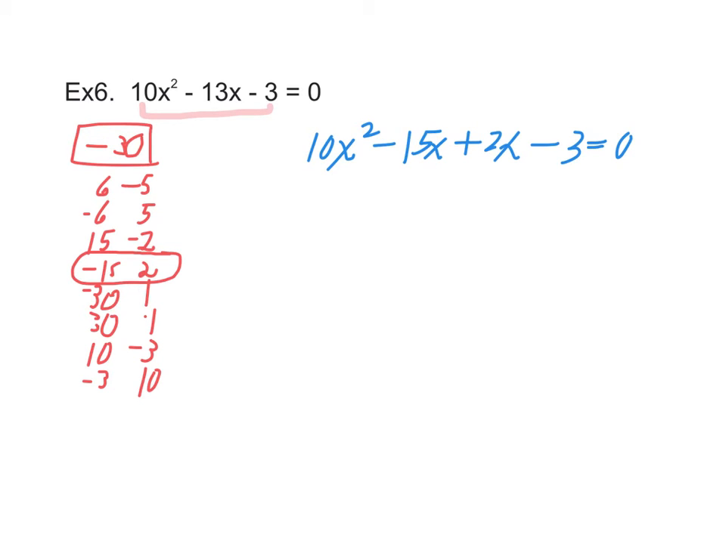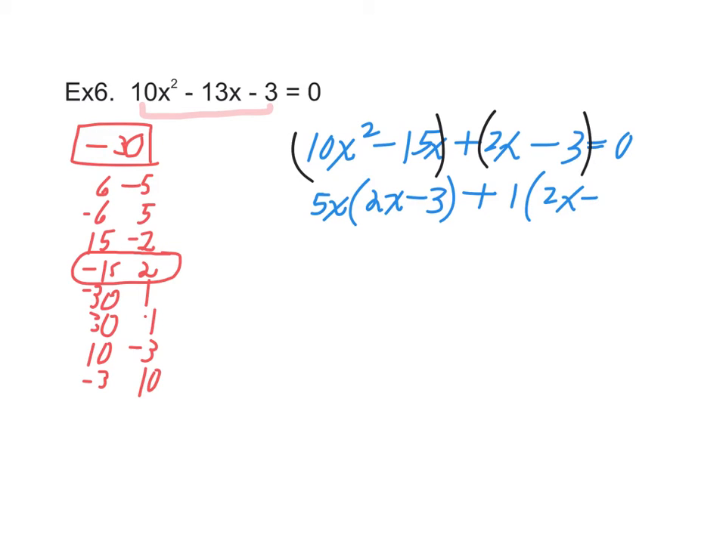This created factoring by grouping. In the first two terms, there is a 5x in common. So I'm going to factor that out. In the second two terms, it just so happens for this problem there's nothing in common, so I'm just going to write a 1 there. But what you see is we've created common factors. I'm now going to take out 2x minus 3, and so 5x plus 1 remains.